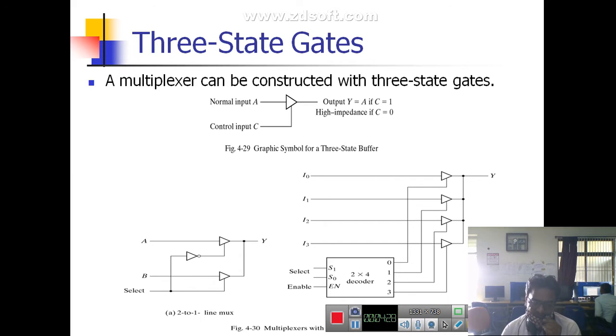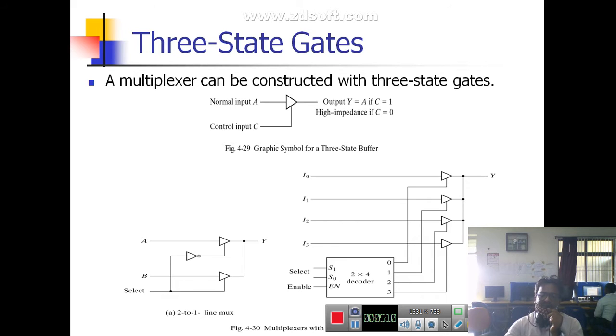This is the difference between an active high enable device and an active low enable device. By using this three-state device, we can construct a simple multiplexer, a 2 to 1 line multiplexer. Here the multiplexer is constructed with three-state devices. The three-state device has a normal input A, a control input C and an output Y.